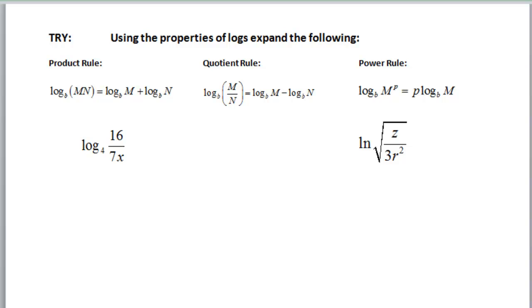Now what I'd like you to do is pause the video and see if you can complete these two. See if you can expand these two using the rules that you see. Alright, hopefully you had a second to do that. Let's continue and expand this one out.